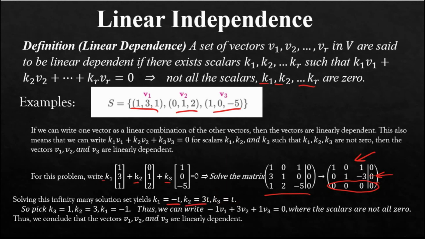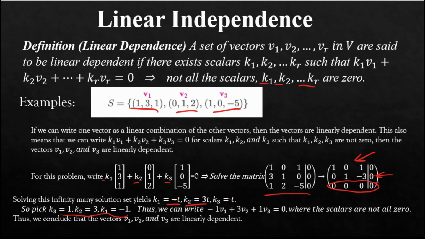Since this is an infinite set, you can always just pick one value just to get one set. So what I do here is just pick k sub 3 to equal t, and if I get that, then that means that k sub 1 is negative 1 and k sub 2 is 3 right here. Now, thus we can write the vectors v1, v2, v3 as a linear combination where I get 0. You can pick any combination you want of the k1, k2, k3 as long as they're multiples of the t in that combination form.